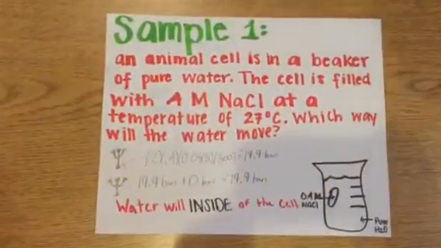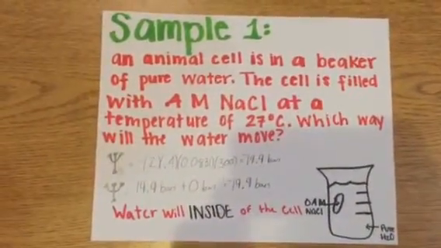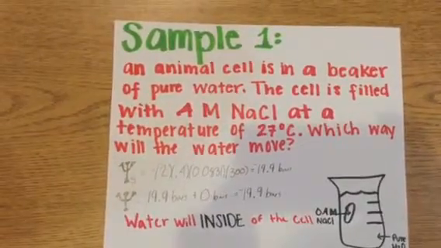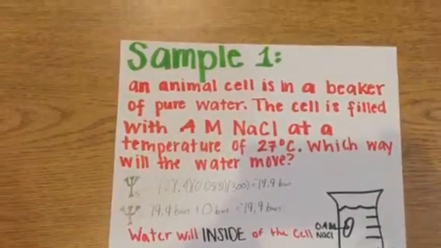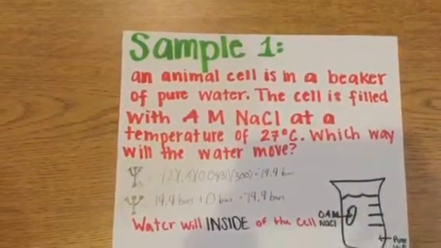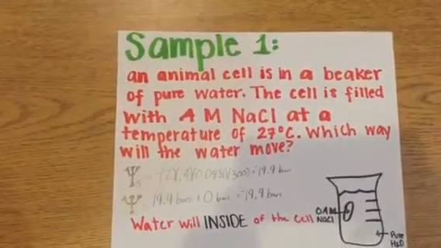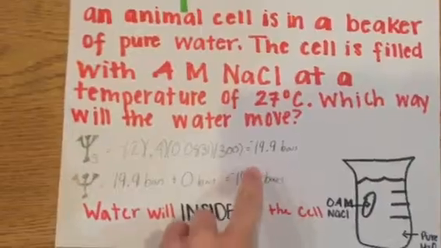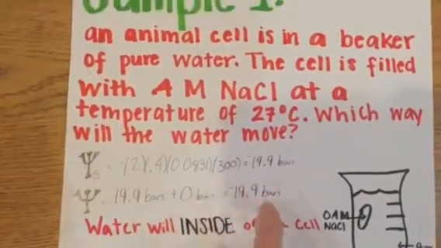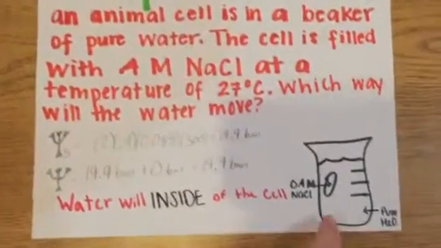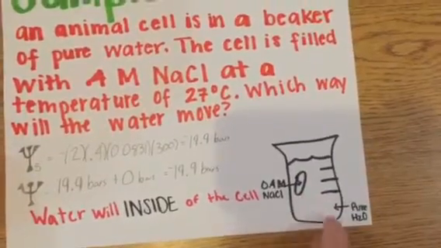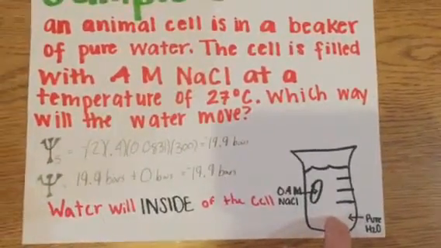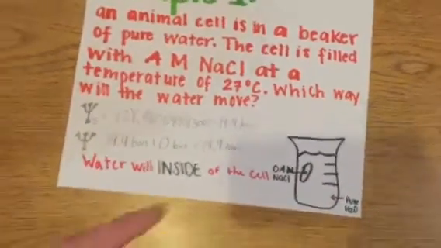Here's a water potential problem. An animal cell is in a beaker of pure water. The cell is filled with 0.4 moles of NaCl at a temperature of 27 degrees Celsius. Which way will the water move? So if you see, you have 19.9 bars, and so that would be for the cell, and out here it would be a zero pressure potential, so water will move inside of the cell.